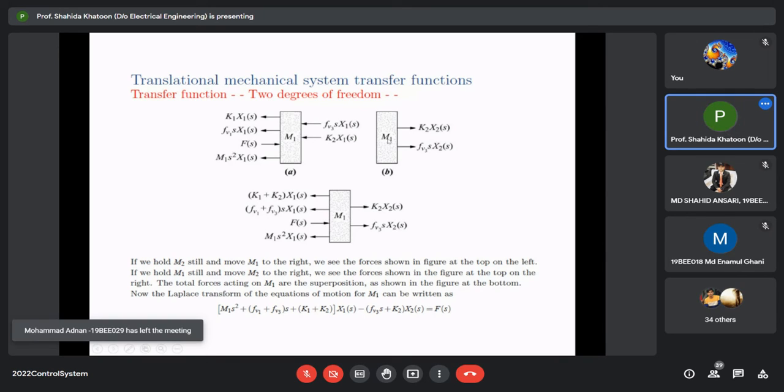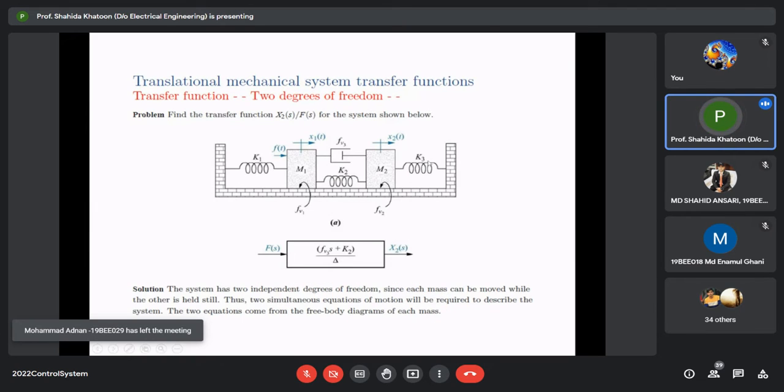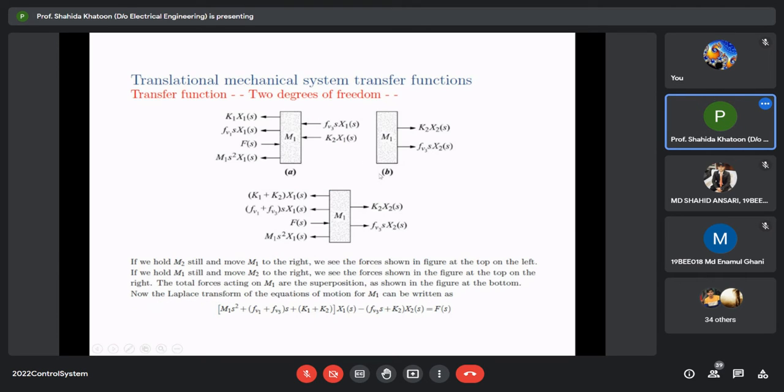I think this is M2. It is K3 X2S in this direction and FV3 X2 minus X1, K2 into X2 minus X1. Here K1 X1 minus X2 and FV3 X1 minus X2.